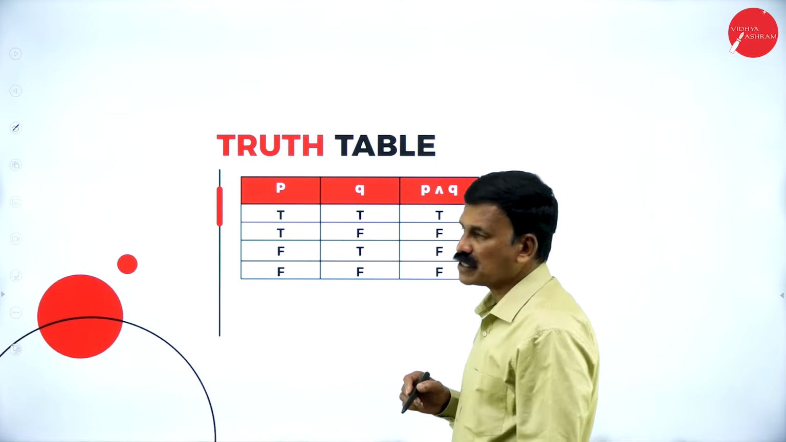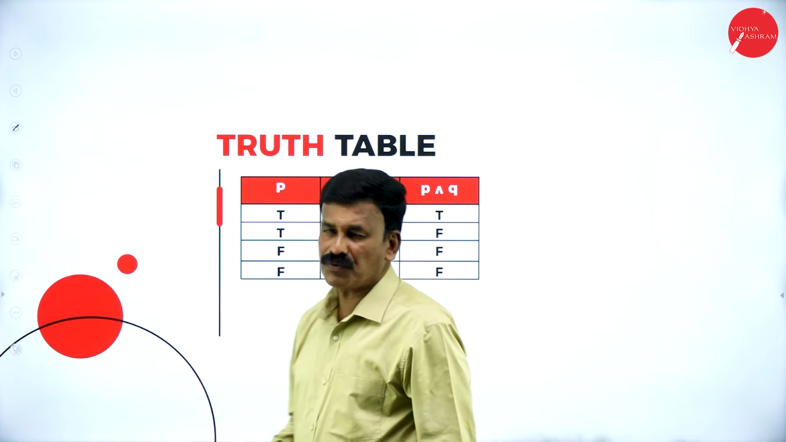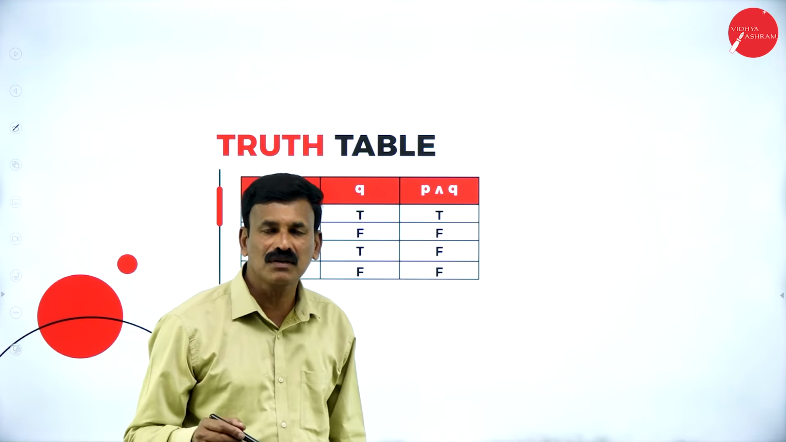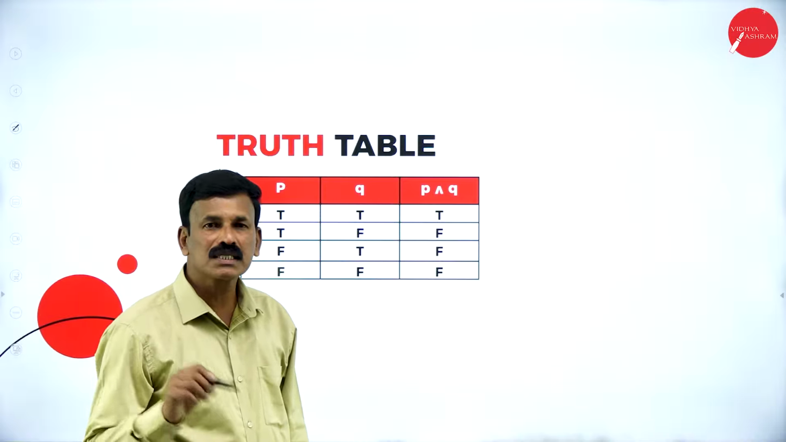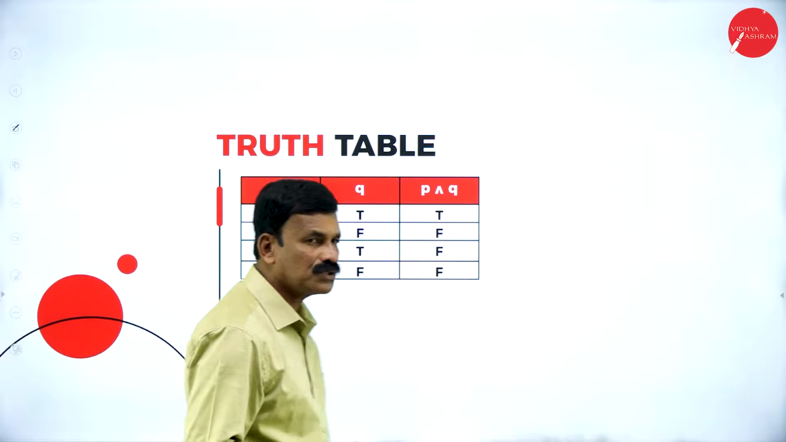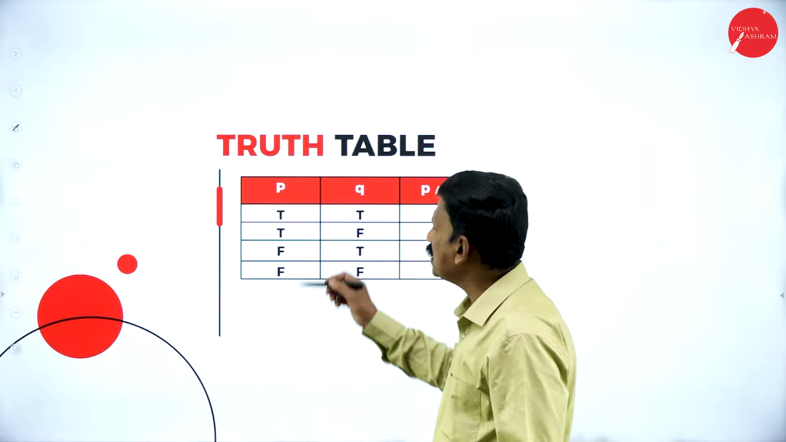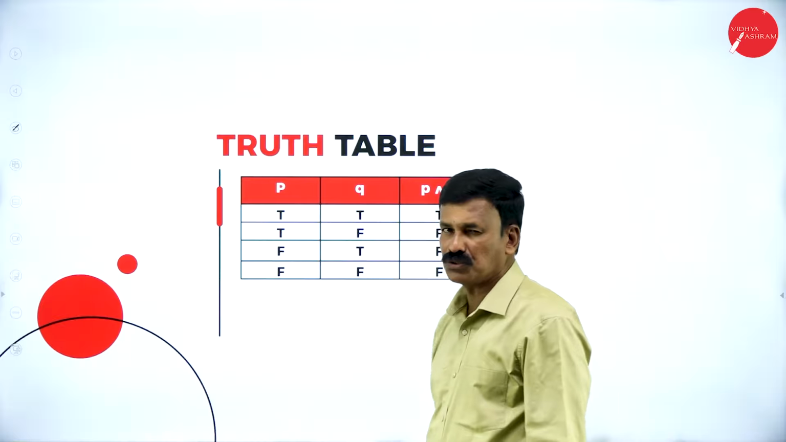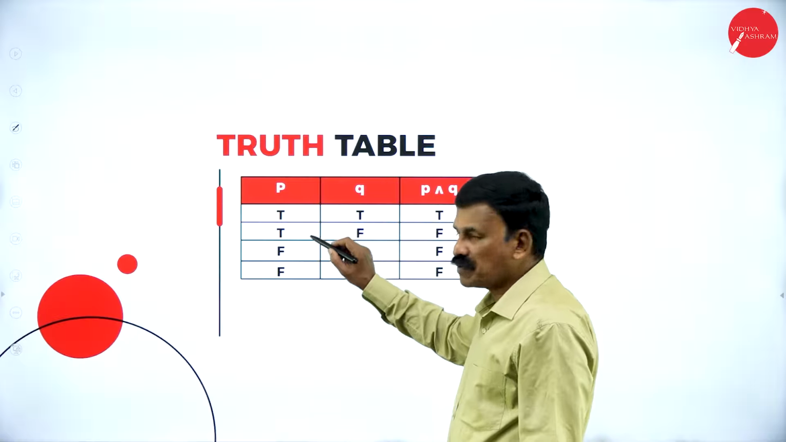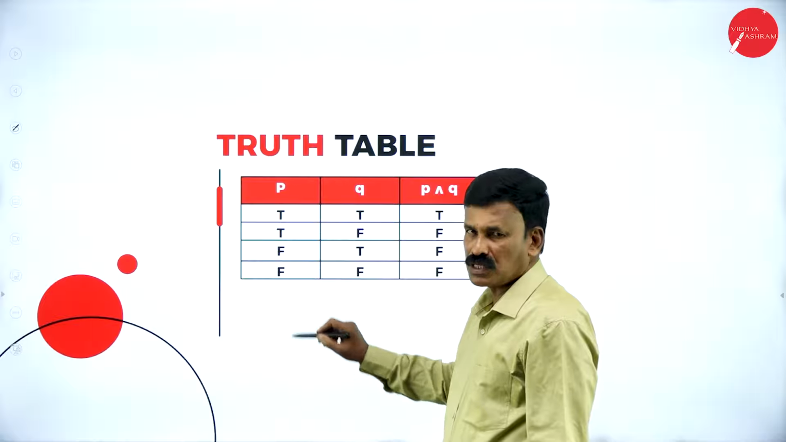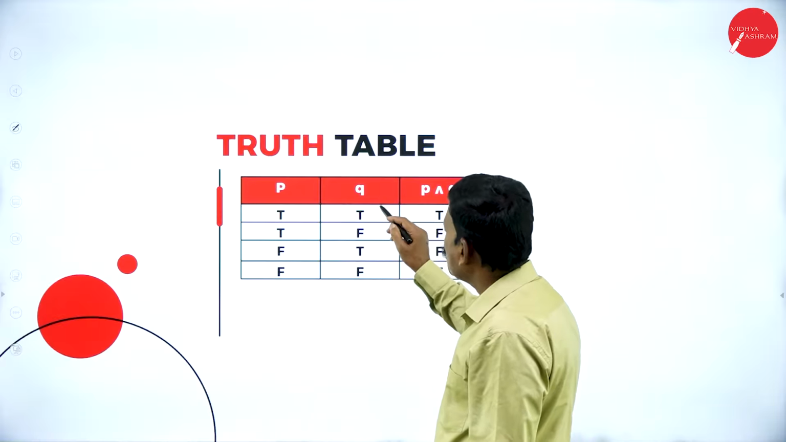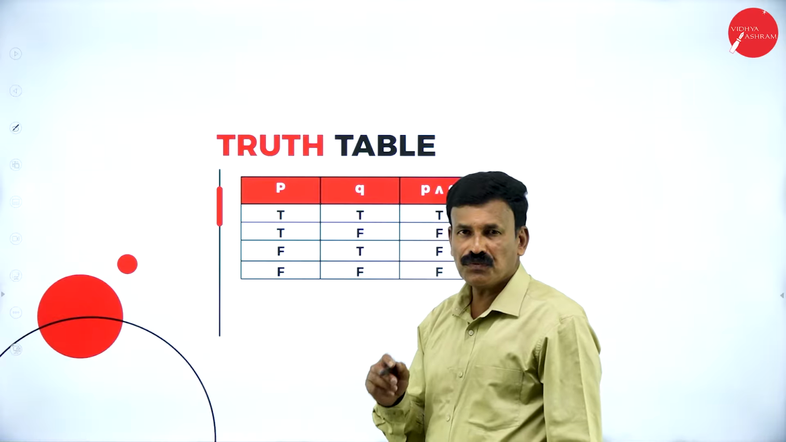Now, let us write the truth table. How to write the truth table for conjunction? As I said just now, in case of conjunction, true and true is true. In all other cases, it is false. So, write down the truth table for this conjunction. Write P, Q, P conjunction Q. For P, the truth values are true, true, false, false, and for Q, it is alternating: true, false, true, false.